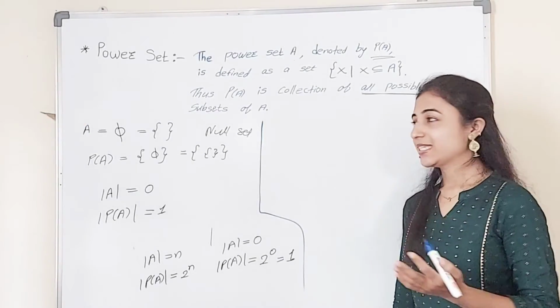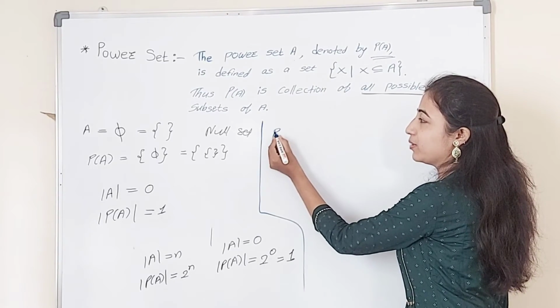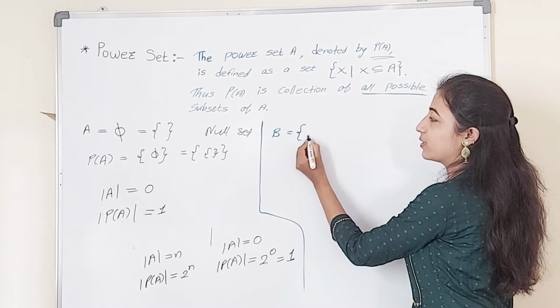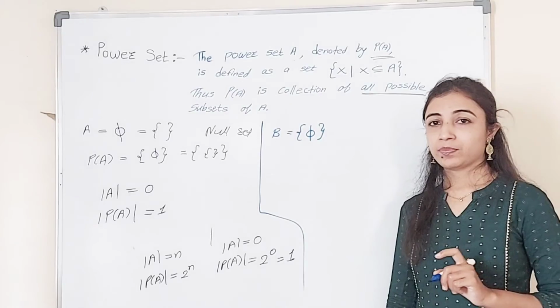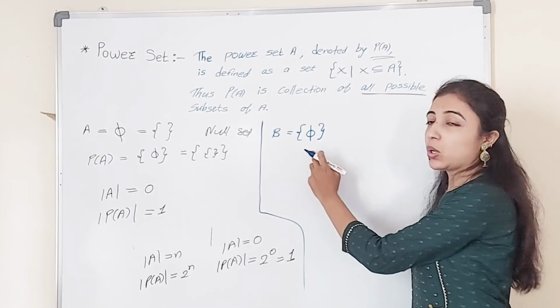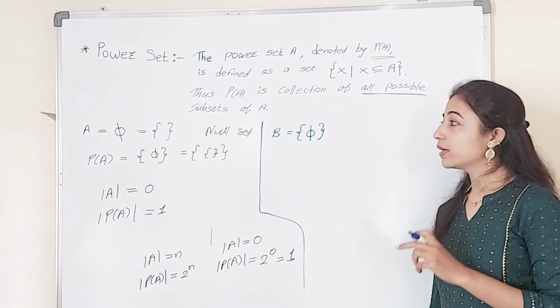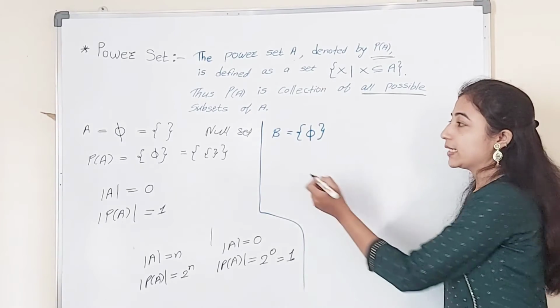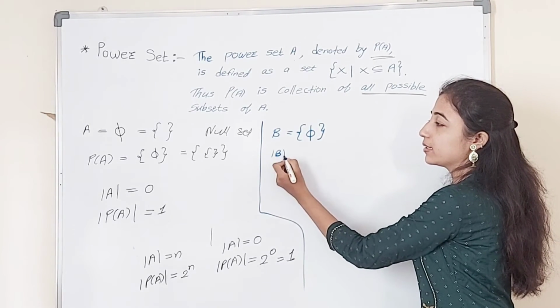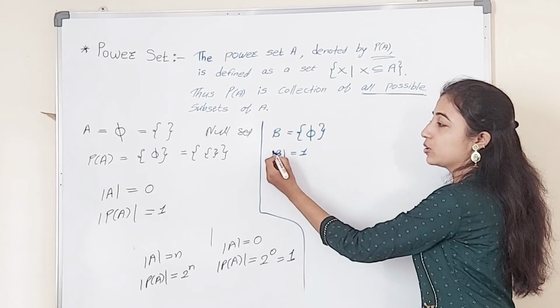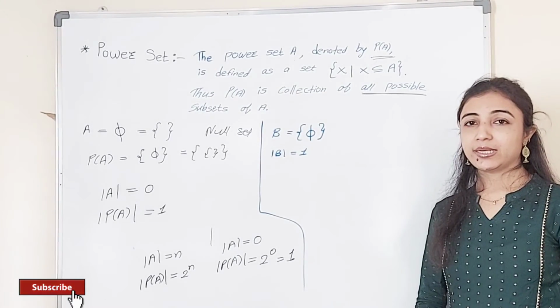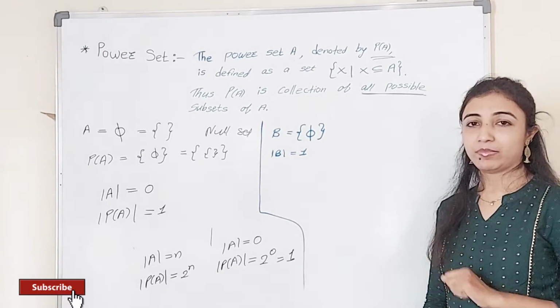Now we see the next important example. Here the B set is not an empty set, it contains an empty set. That means cardinality of set B is equal to 1. So our B set is not an empty set, it contains one element which is an empty set.